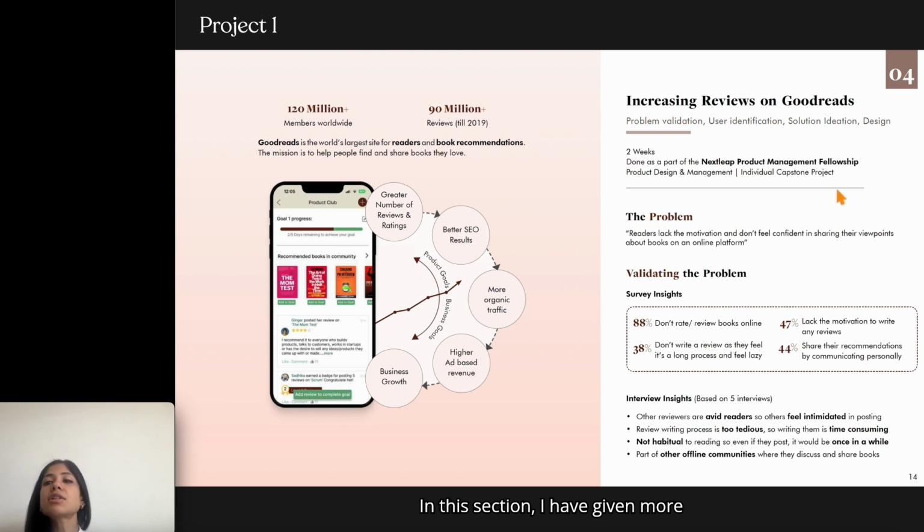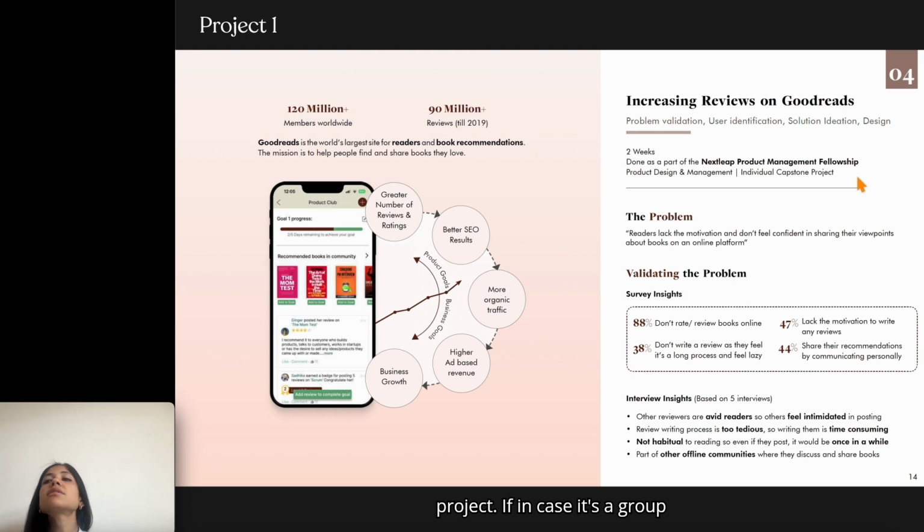Next, in this section, I've given more context of the project. So, what was the timeline like? And what kind of a setup was it done in? So, for instance, this was done as part of an online workshop or fellowship that I attended. I've mentioned that. And what category does it belong to? So, it was a product design and management kind of program which I did, and the project belongs to that category. And also, I've clearly mentioned that it was an individual project.